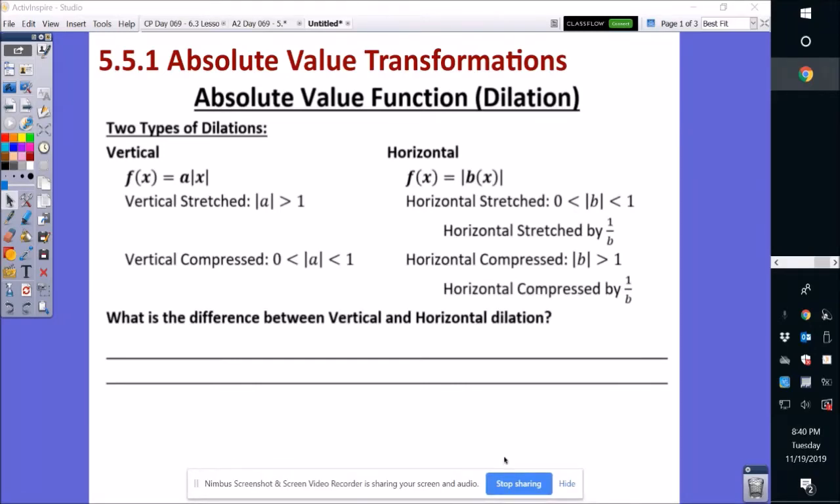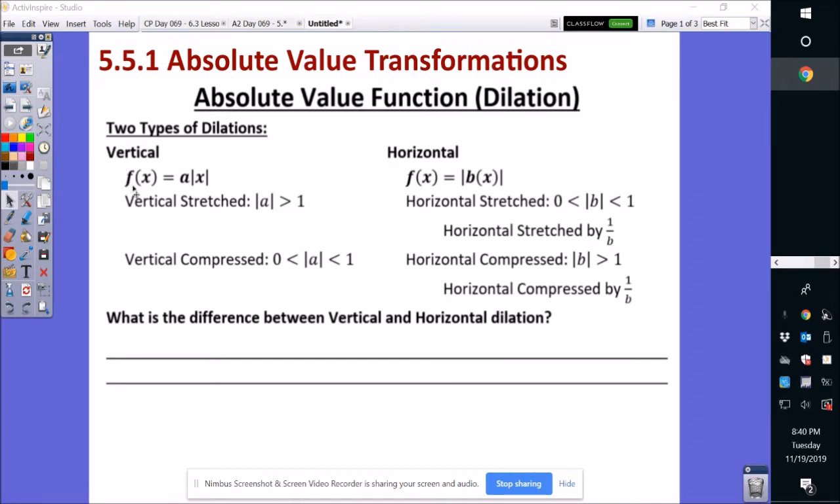So welcome to section 5.5.1, absolute value transformation. Today we're going to focus more on dilation. There are going to be two types of dilation. On the left, we have the vertical dilation, and on the right, we have the horizontal dilation. So let's take a look at vertical dilation.